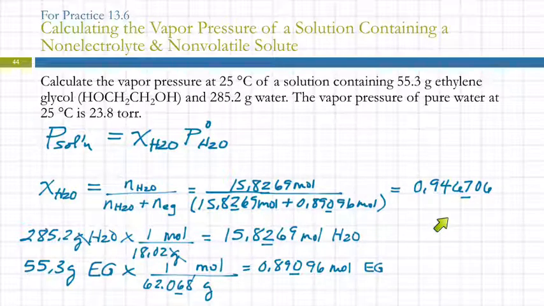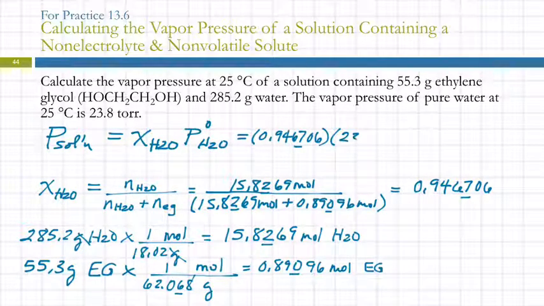Is this a reasonable mole fraction? Yeah. Mole fractions should be 1 or less. If you get more than 1, you have a problem with your math or something. So this is our mole fraction. So that's what we need to put in here for chi H2O, 0.946706. And then we're given the vapor pressure of pure water at the same temperature, 23.8 torr.